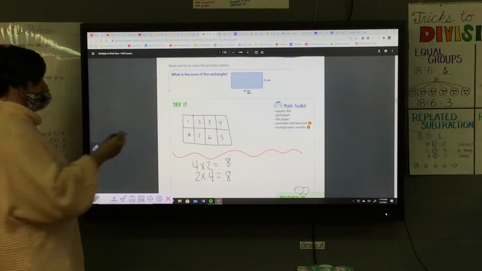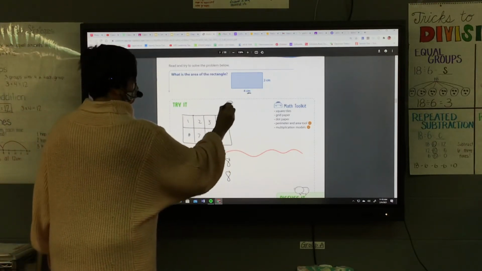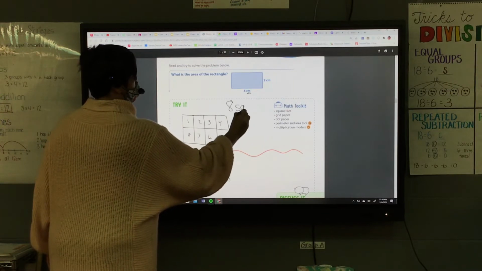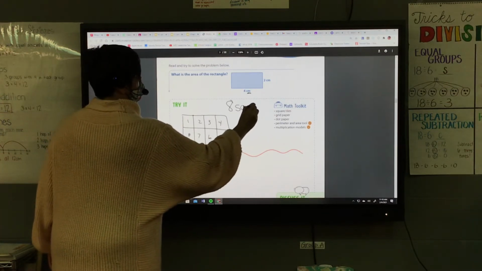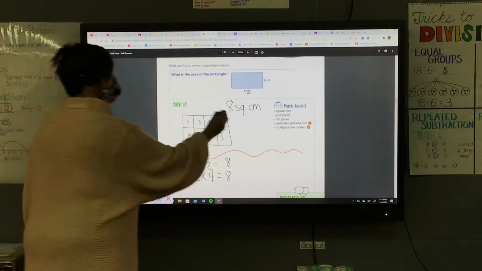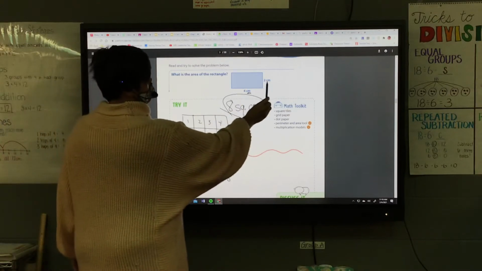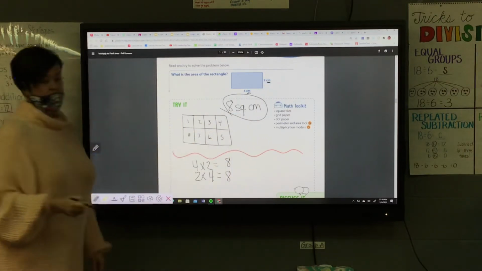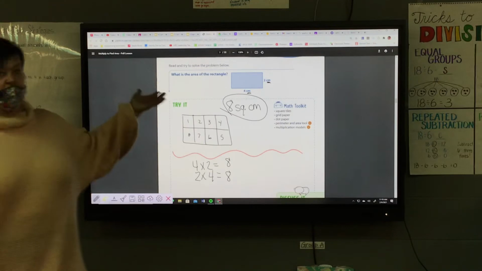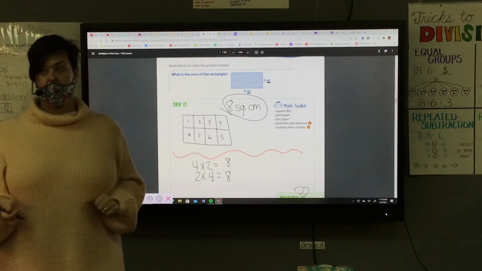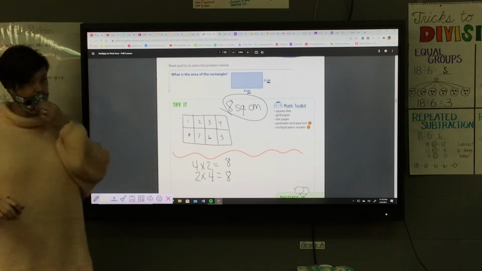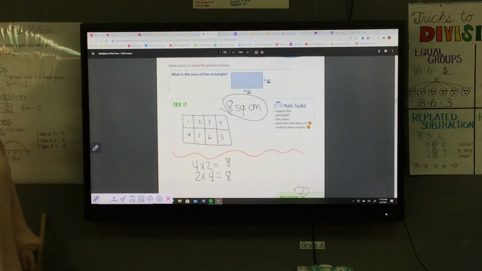Square centimeters. So it is 8 square centimeters. We have to make sure that we label our answer with the unit of measurement that they give us in the problem. Okay, sometimes yes, it will be square units, but it wasn't in this case.